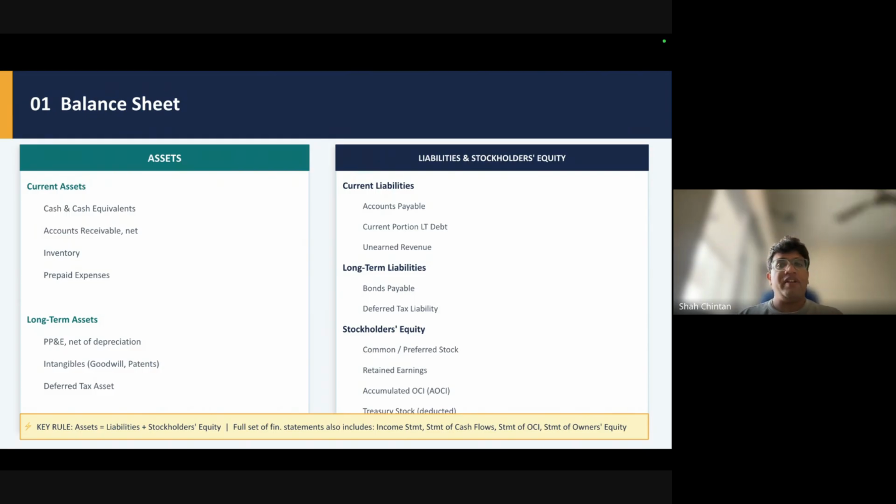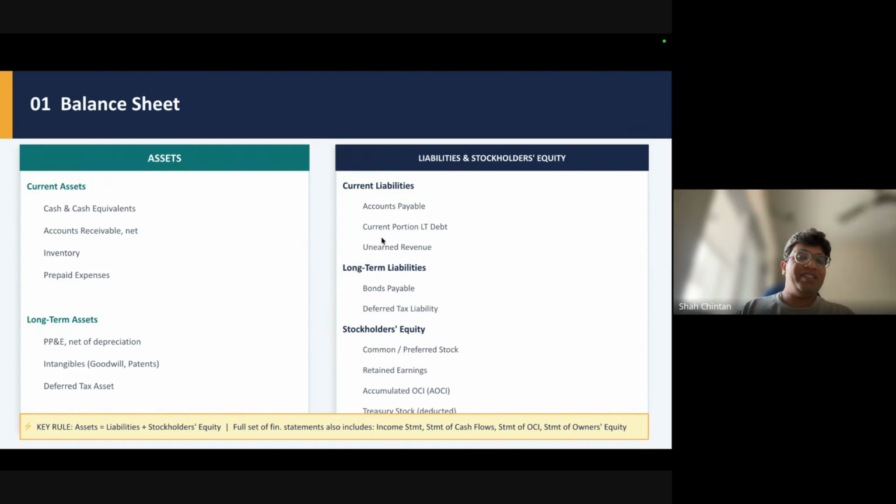So suppose you have taken a bank loan for a period of 5 years. You don't show the entire 5 years of the loan as a long-term liability. What you will do is, anything which is payable within the next 12 months, you will show as the current portion of debt, and the remaining liability you will show as a long-term liability.